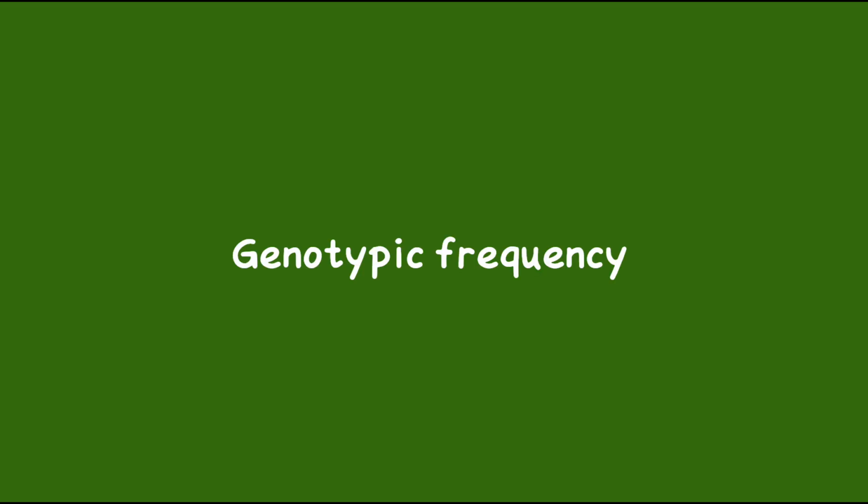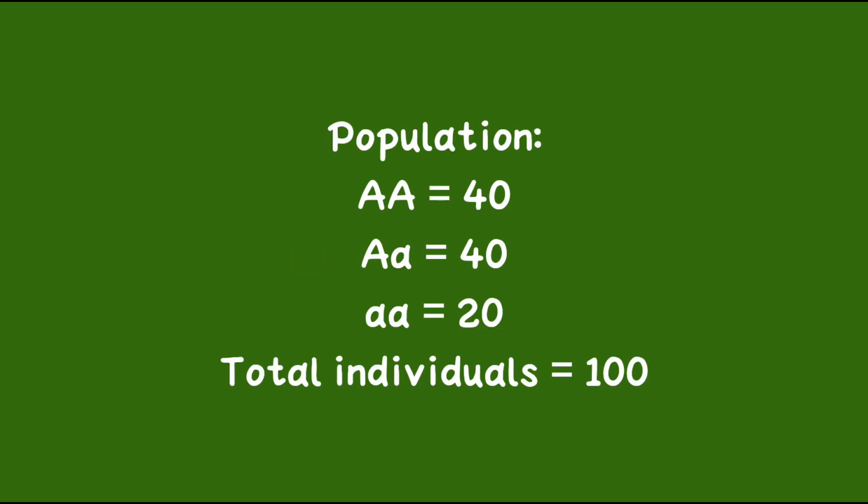Now let's see genotypic frequency. That means the population has a particular genotype in a proportion or a fraction. So for knowing this, we need a genotypic frequency. For example, if a population has 3 genotypes like capital A capital A, capital A small a, and small a small a, and the total individuals, that is the N.